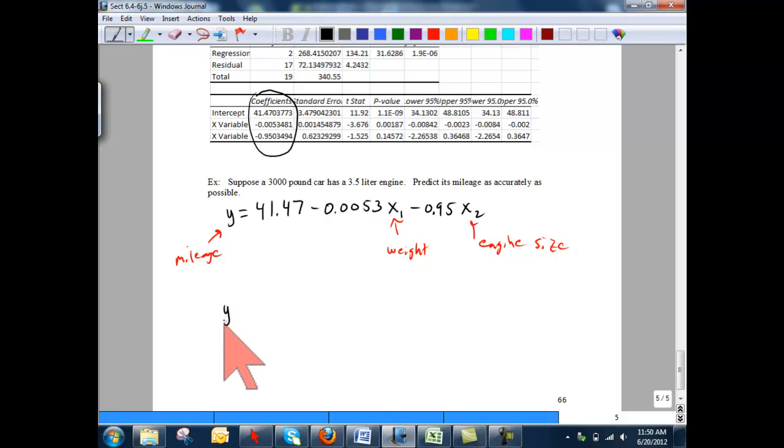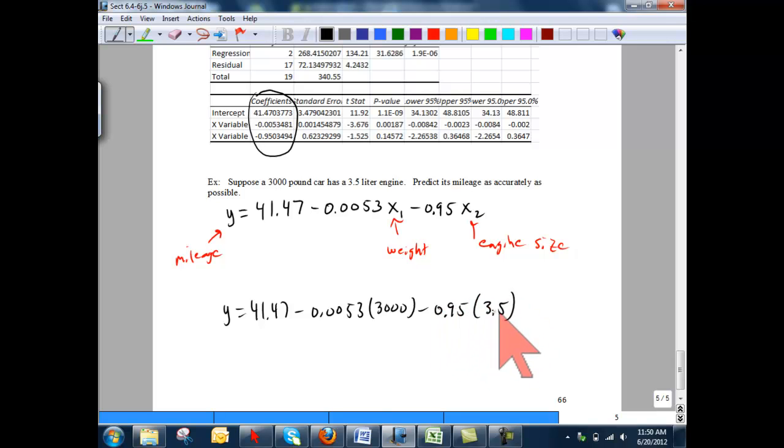And so for our specific numbers, y equals 41.47 minus 0.0053 times 3,000 minus 0.95 times 3.5. And if you work that out, 22.1 miles per gallon. Okay, multiple regression refers to the fact that there are multiple x variables, or multiple predictors, they're called. And the goal of using multiple predictors is to be able to get more accurate results than if you just had a single predictor.